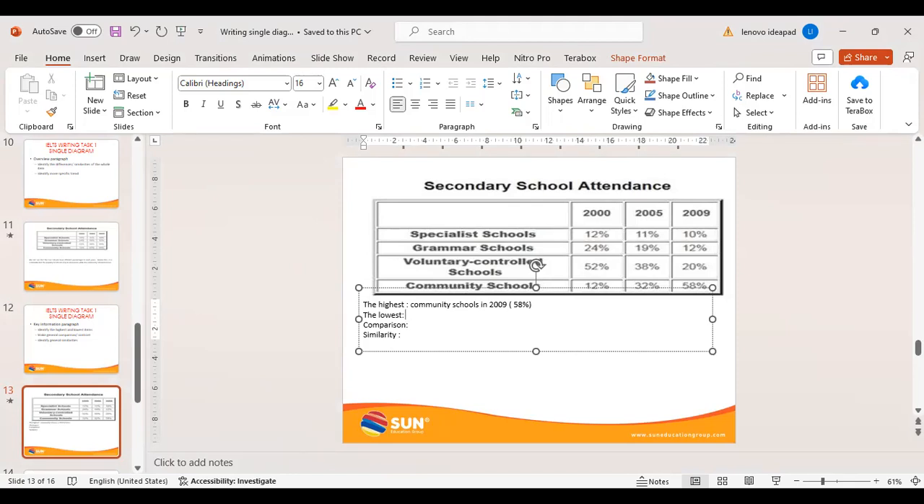Okay, now please identify the lowest number. The lowest number, one lowest number, when and from which school? Please identify the lowest number of all, and in what year? Thank you, Joshua. Thank you, Salsa. So it's the specialist in 2009. So the lowest is specialist schools in 2009 with 10%.